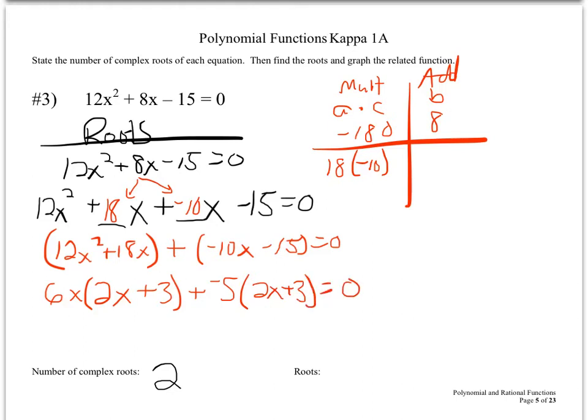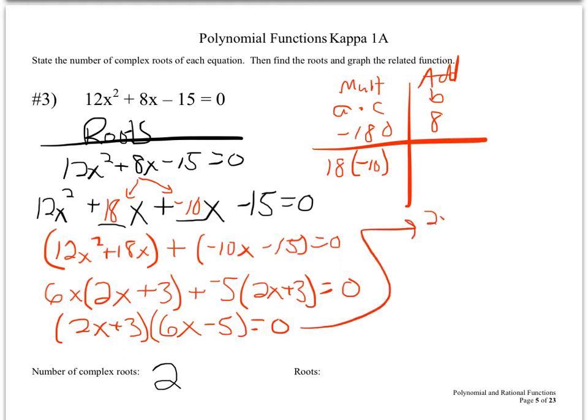Now examining, I have one term here in the front, I have one term here at the end. Look at each of these terms and find their greatest common factor. Their greatest common factor is 2x plus 3. So I factor that out to the front, and I am now multiplying by what's left over, which is 6x plus a negative 5, or just 6x minus 5. Fully factored.